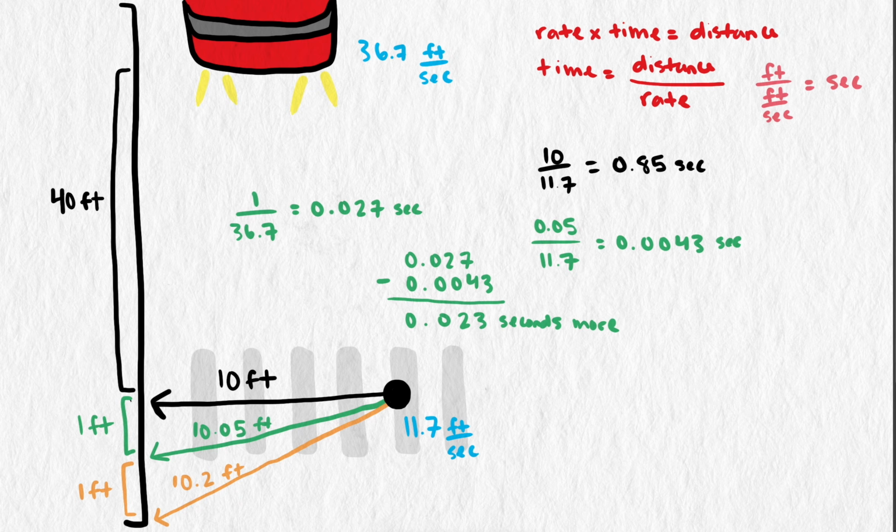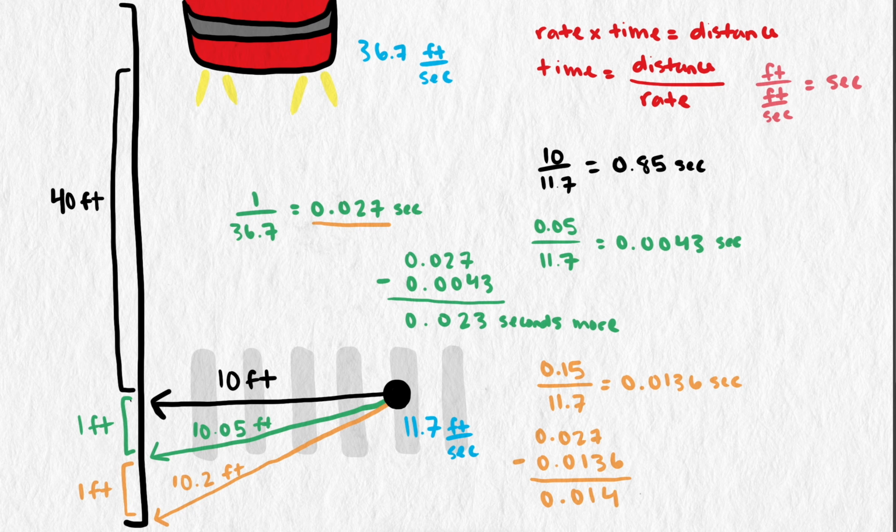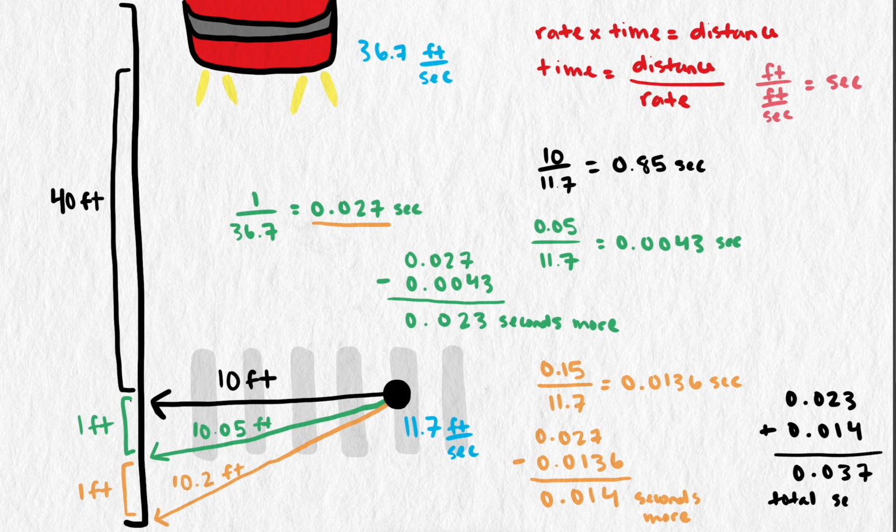If Sarah goes 2 feet down the curb, then the truck has to take another 0.027 seconds, but Sarah has to travel an additional 0.15 feet, and that takes her about 0.013 seconds. So Sarah saves an additional 0.014 seconds. Going 1 foot gives Sarah an extra 0.023 seconds. Going another foot down the curb gives her another 0.014 seconds. That is a total of about 0.037 seconds extra for Sarah to get to the curb.